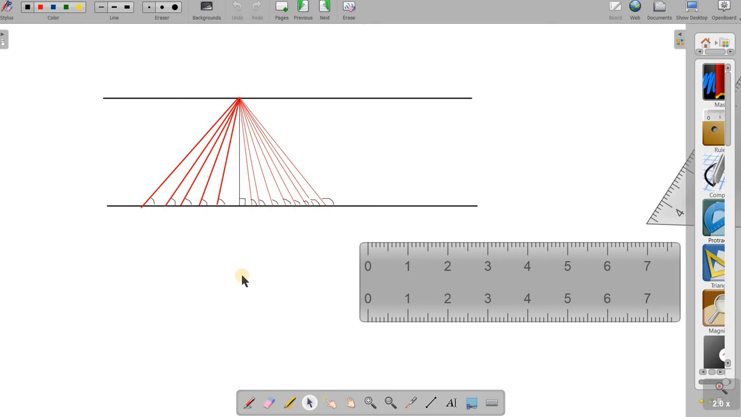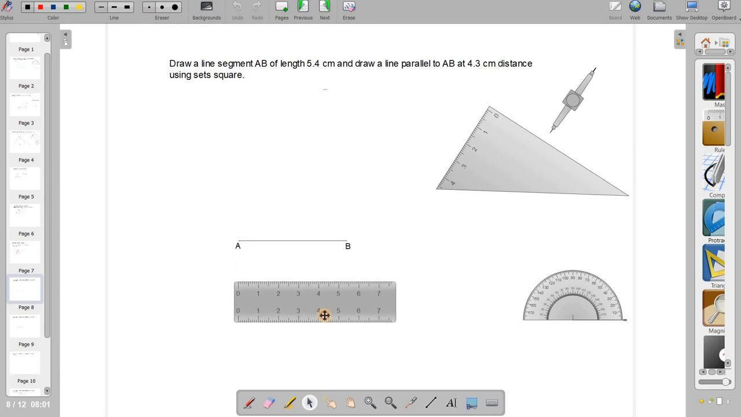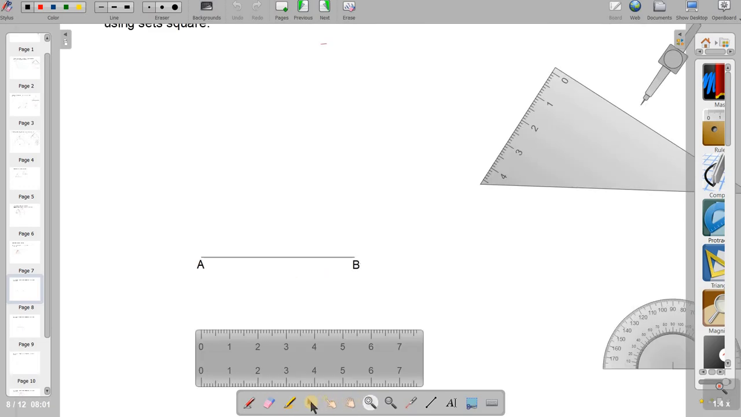So we will be doing it using set square first. Now in the first case, we will draw a line segment. We are taking this example and drawing a line parallel at 4.3 centimeter. This question is the same. AB is a line segment of length 5.4 centimeter, which I have marked here, and it is 5.4 centimeter. You can check it. And we'll have to draw a line parallel to AB at a distance of 4.3 centimeter using set square. I'll just zoom out, okay, let that be.